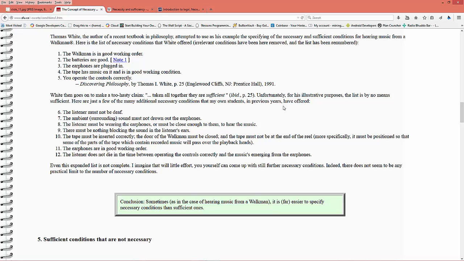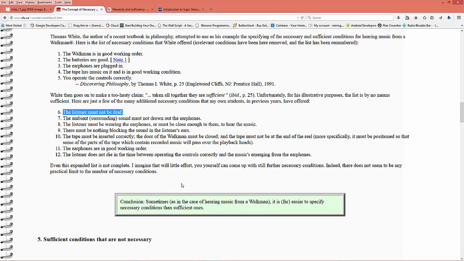Unfortunately, this list by no means is sufficient. Here are just a few of the many additional necessary conditions that must be given. A. The listener must not be deaf. The ambient surrounding sound must not drown out the earphones. There must be nothing blocking the sound in the listener's ears, etc., etc.